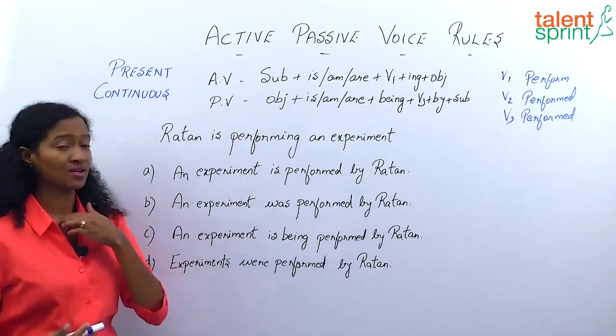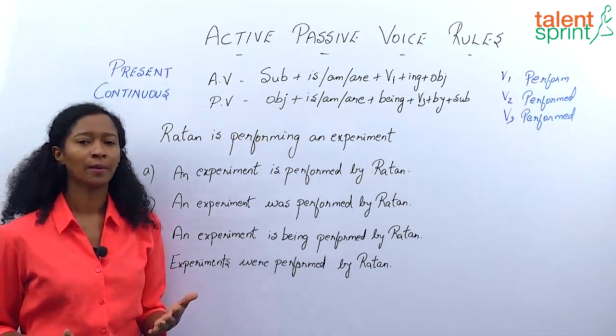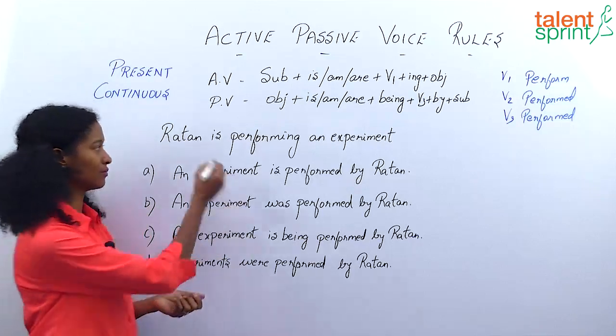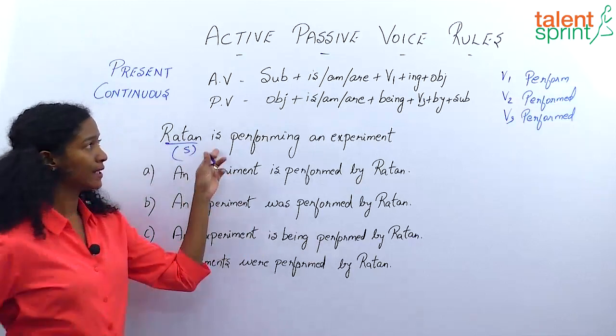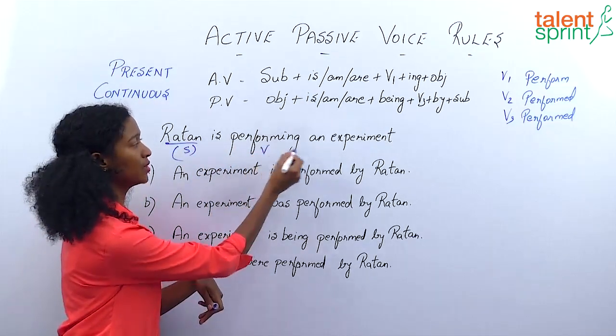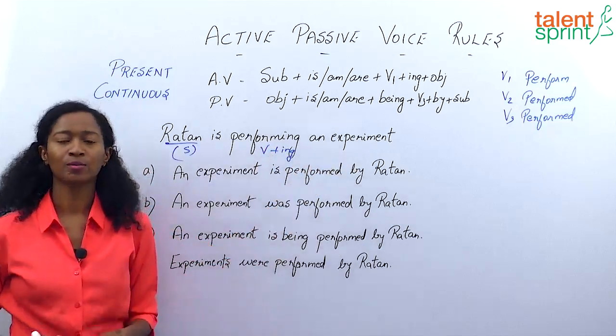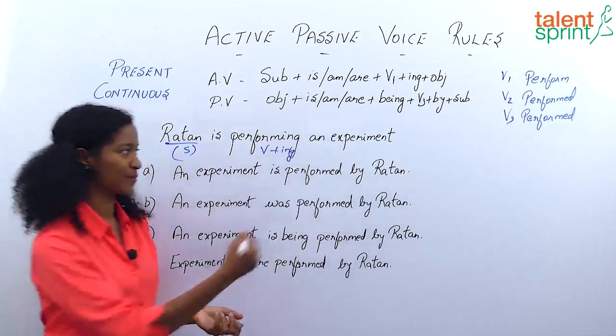So let's look at our question. Ratan is performing an experiment. Okay, so who is performing? Ratan, subject. Is verb plus ing. Performing what? Object, an experiment.